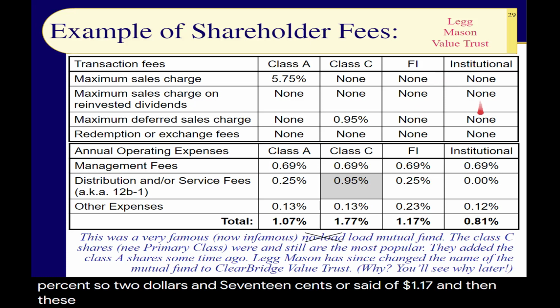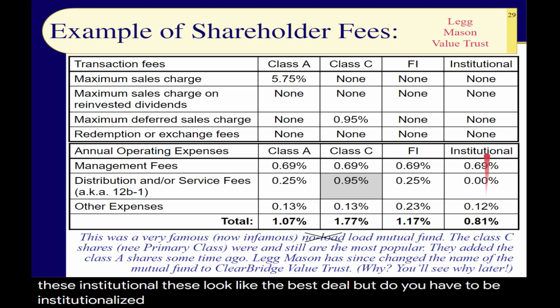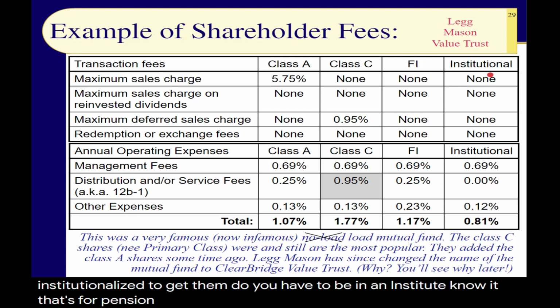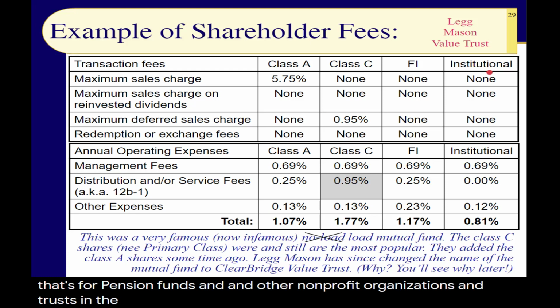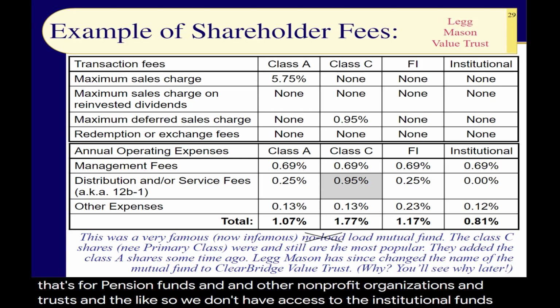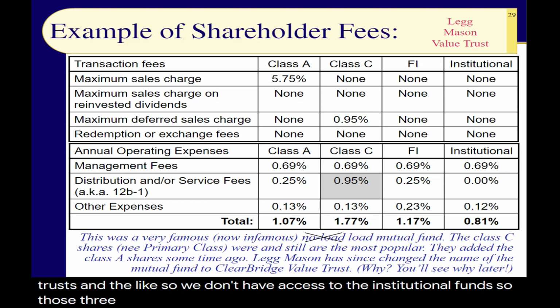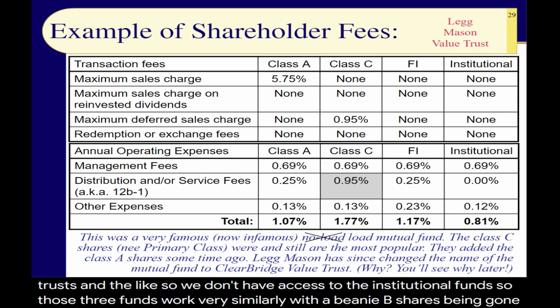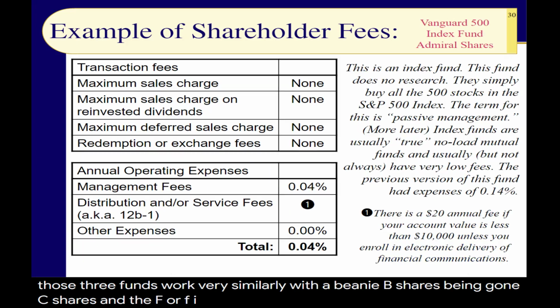And then these institutional shares, these look like the best deal, but do you have to be institutionalized to get them? Do you have to be in an institute? No, that's for pension funds and other nonprofit organizations and trusts and the like. So we don't have access to the institutional funds. So those three funds worked very similarly, with A, B shares being gone, C shares, and the FI shares.